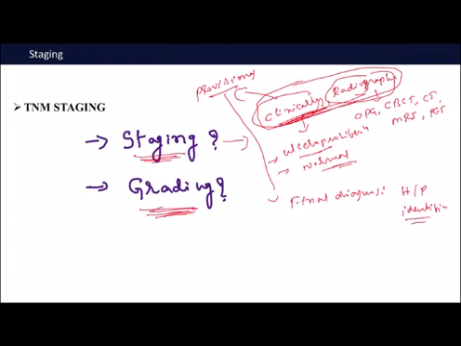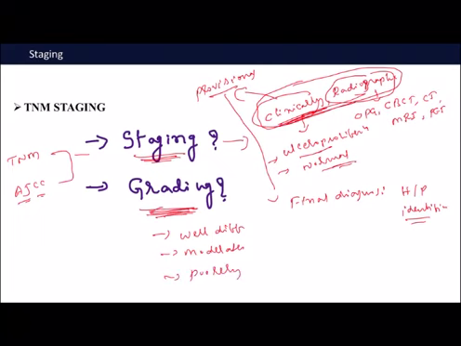So staging can be classified into two forms. One is TNM staging and one is AJCC, that is the American Joint Committee on Cancer, right? Grading can be classified into well differentiated, moderately differentiated, and poorly differentiated squamous cell carcinoma, or any type of cancer.